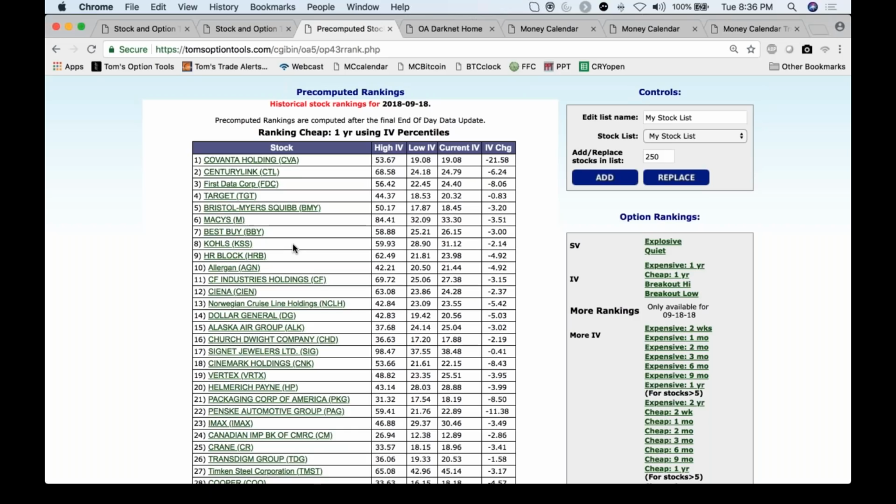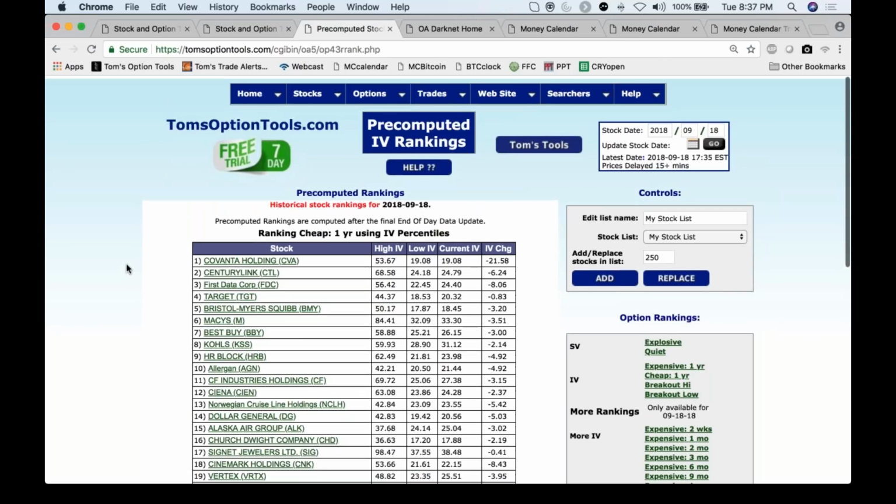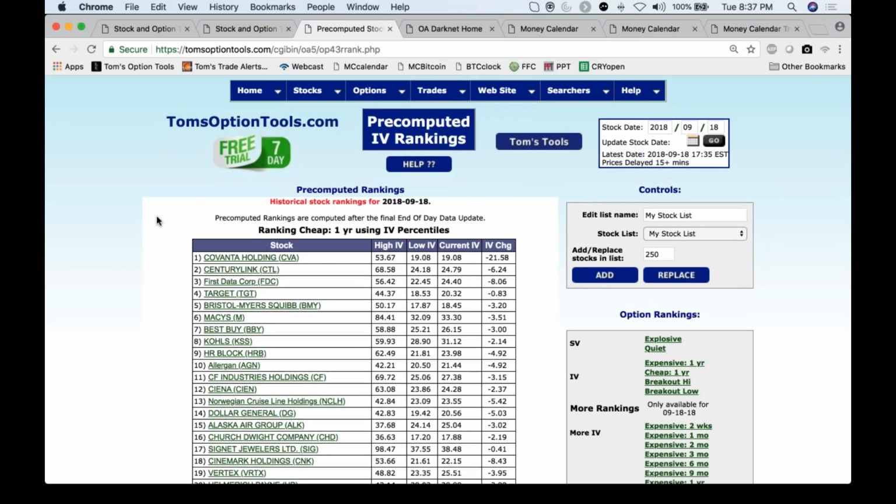So you can get an idea. You can see a lot of retail stocks in this area that are showing cheap options. So not only is the next earnings season going to be crucial to try to buy something that has great value, but also when we go into the holiday season too. And again, I could get into this for an entire hour and a half, 2 hours, but I'm just scratching the surface. This is all kinds of stuff that we have available right here on tomsoptiontools.com.